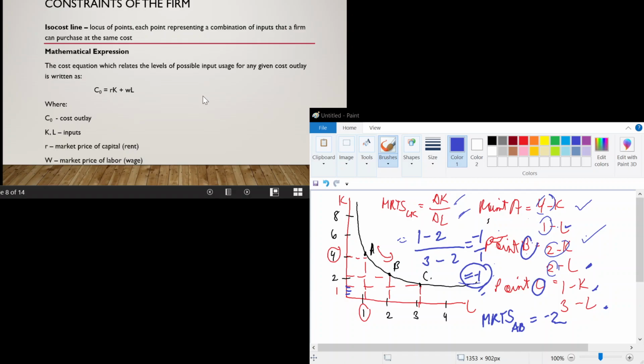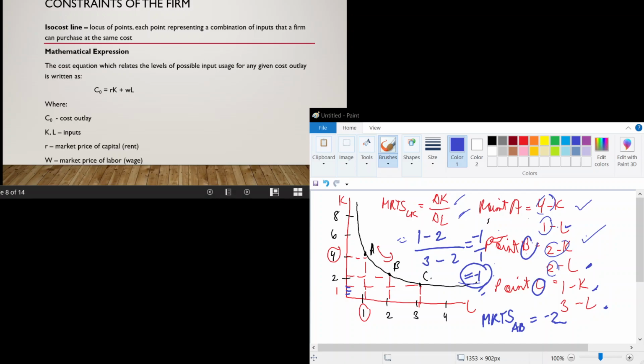Now, let's take a look at the constraints of the firm. So, we have here isocost line. So, yung isocost line naman natin, yun yung counterpart ni budget line. Okay, so it is a locus of points, each point representing a combination of inputs that a firm can purchase at the same cost. Okay, so cost na yung pinag-uusapan natin dito.